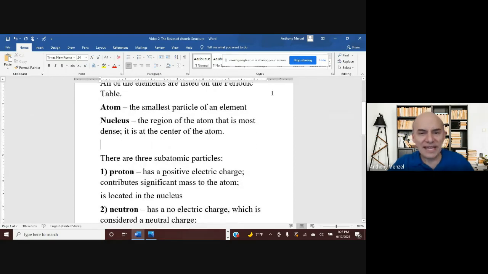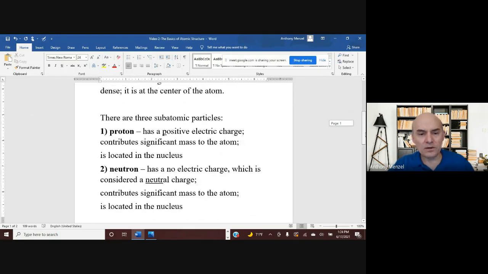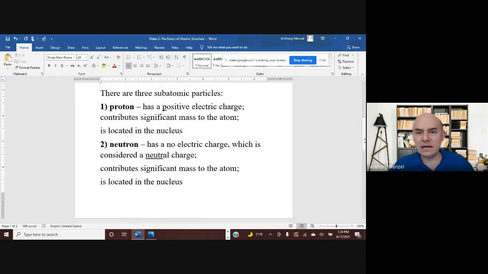So within the atom, while it is the smallest particle of an element, there are particles that make up the atom itself. These are called subatomic particles. And sub means it's part of or underneath, like under the heading of the atom, just like a subway is underneath the ground. So when we think about the subatomic particles, there are three main subatomic particles.